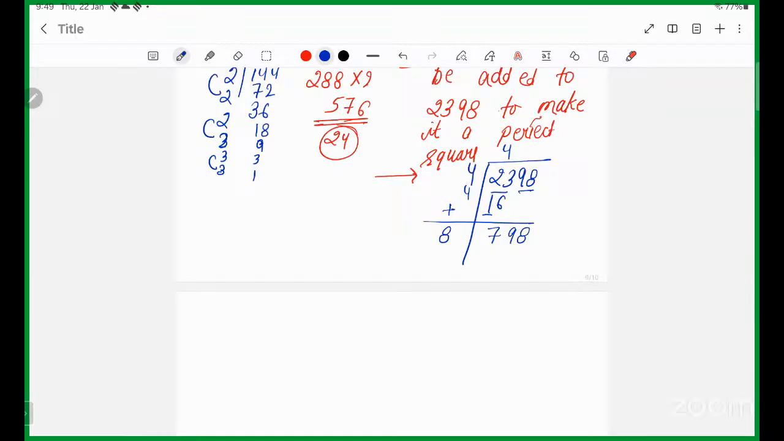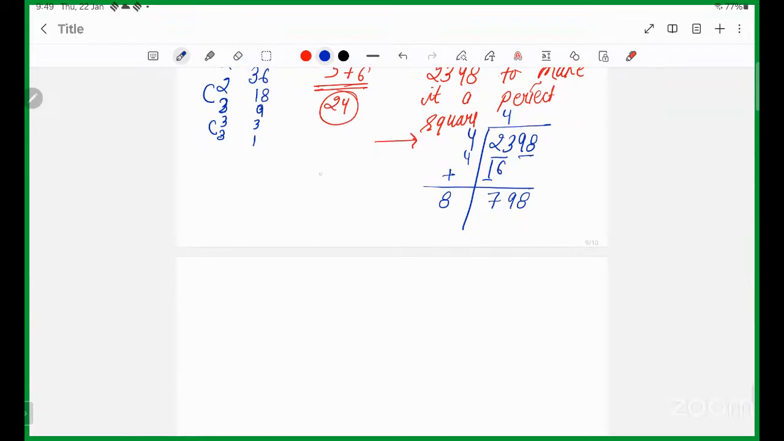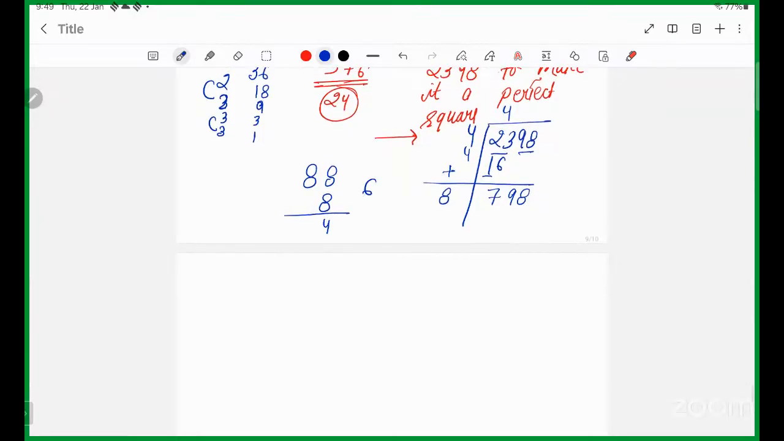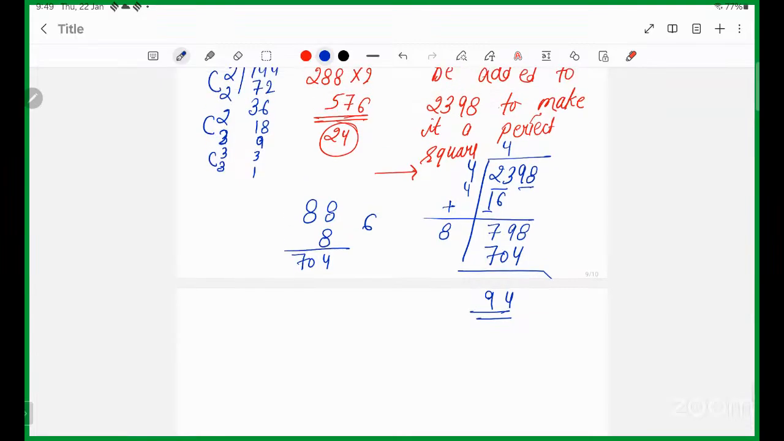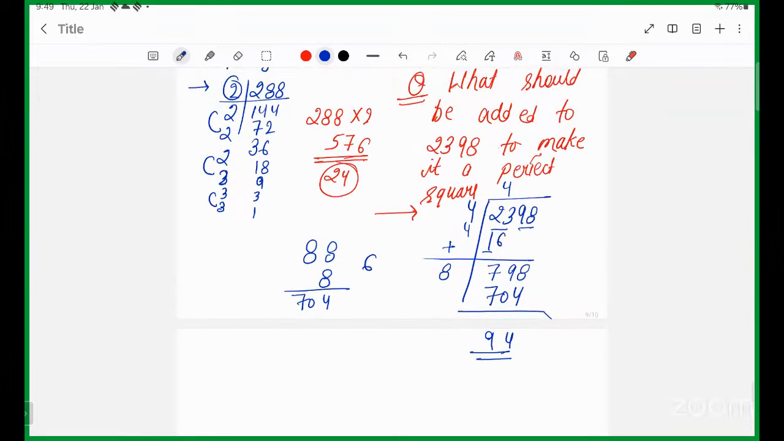Addition will be 8. Now, if I multiply 88 by 8, I will get 704. But I will get some remainder also, that is 94. Either one question is asked for addition, other for subtraction. Either I should subtract 94 from 2398 to get the perfect square 2304, which is the perfect square of 48.